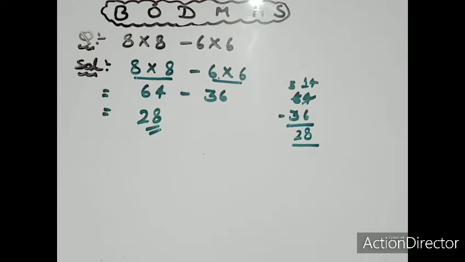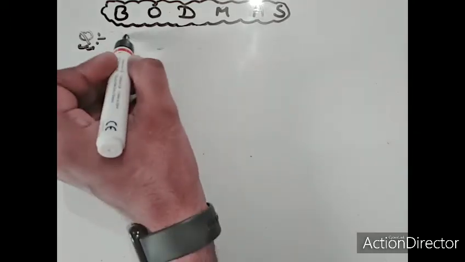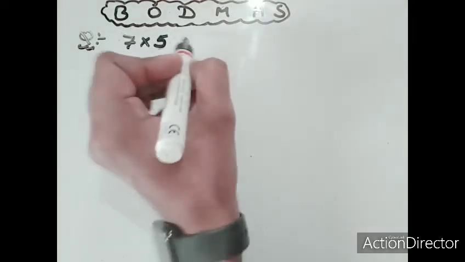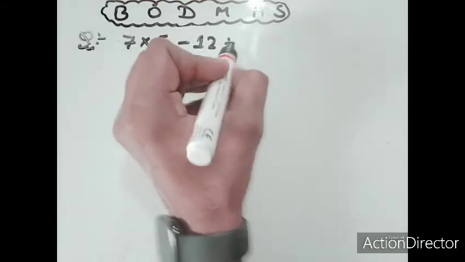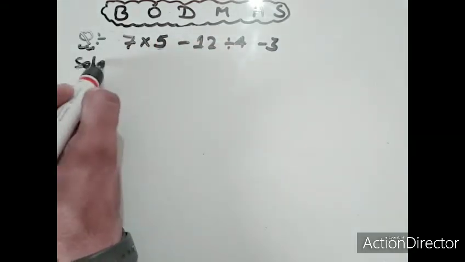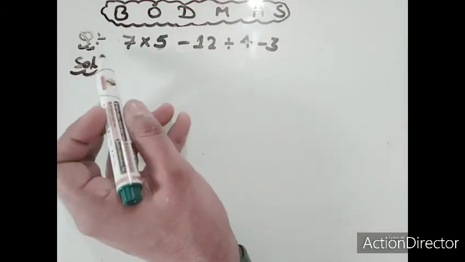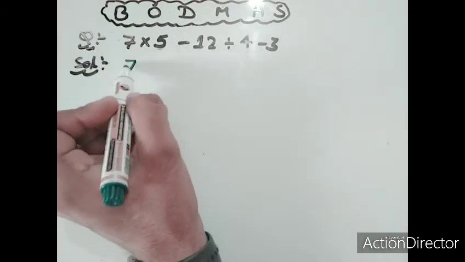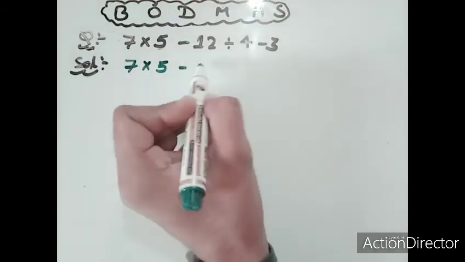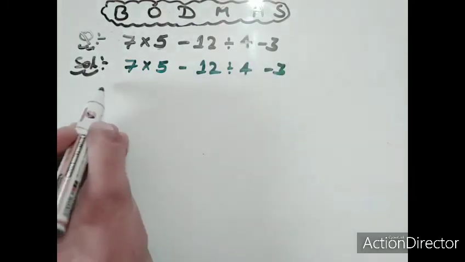Now we solve another question related to simplification. So now here we take the next question: 7 multiplied by 5 minus 12 divided by 4 minus 3, right? So here we write 7 multiplied by 5 minus 12 divided by 4 minus 3, right?